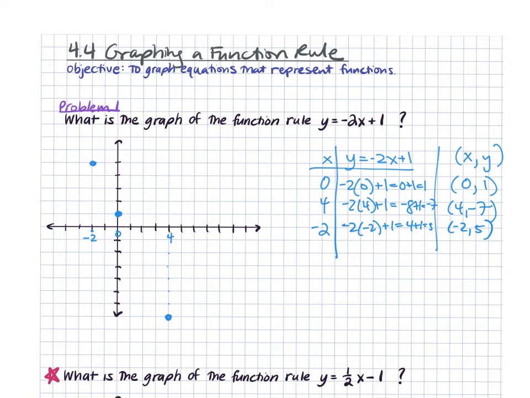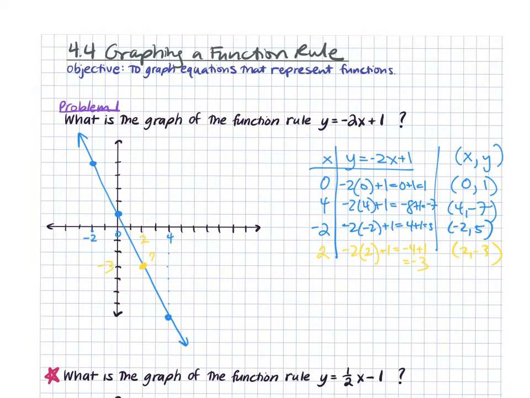Okay, and then I think it's going to be a line like this. And why don't we just pick one more, just to double check that this is right. Let's put in 2 and see if we get negative 3. Let's plug in 2. Negative 2 times 2 plus 1 is negative 4 plus 1, which is negative 3, just like we thought. So this is the graph for this.